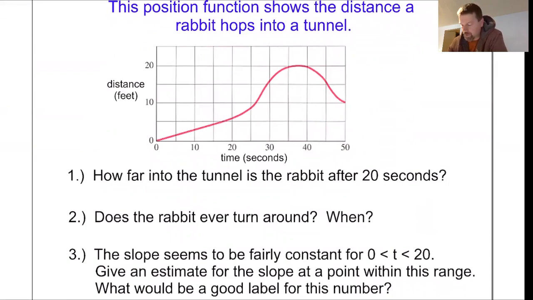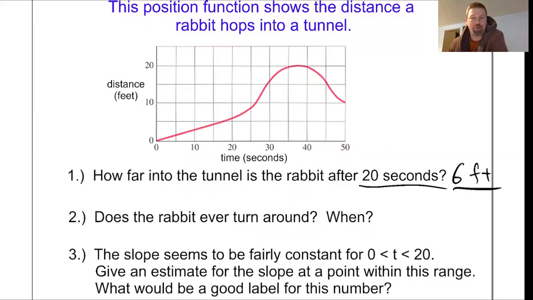All right. How far into the tunnel is the rabbit after 20 seconds? Well, 20 seconds is right here. Goes up to there. That's roughly, let's just say 6 feet, maybe about 5 feet, 6 feet. I'm just looking for an estimate here, but this is just measuring distance after a certain amount of time. So it's just like reading any other graph. So let's call that 6 feet.